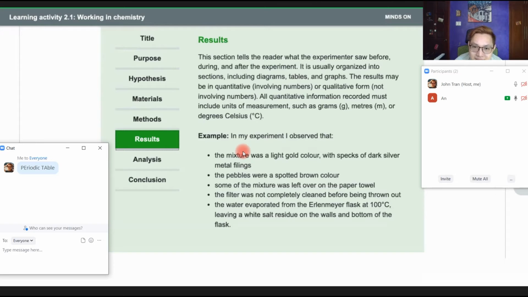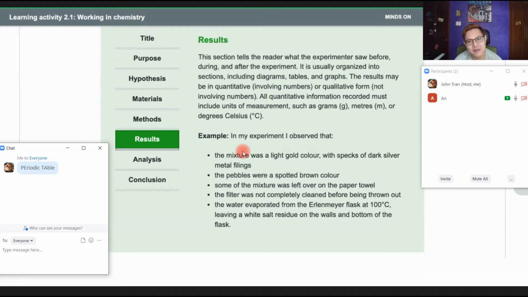All quantitative information recorded must include units of measurement, such as grams, meters, or degrees Celsius. Metre or meter is the same thing, in American English it is meter.